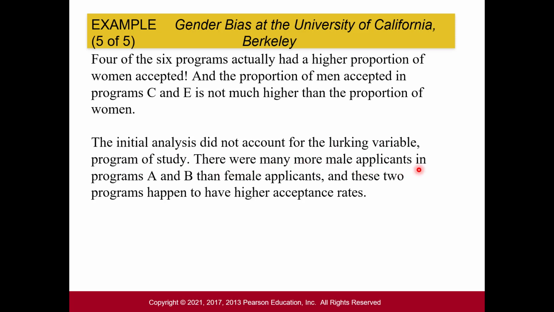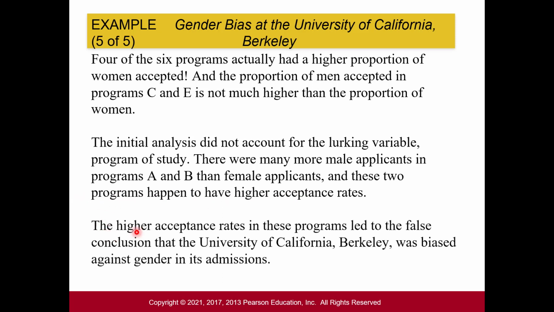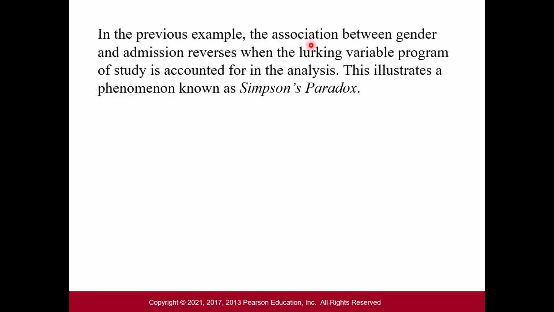There were many more male applicants in program A and program B than female applicants, and these two programs happen to have higher acceptance rates. So the higher acceptance rates in these programs led to the false conclusion that the University of California at Berkeley was biased against gender admissions. From our example, the association between gender and admission reverses when the lurking variable, program of study, is accounted for in the analysis. This illustrates a phenomenon known as Simpson's Paradox.